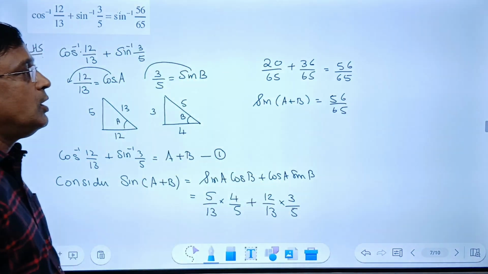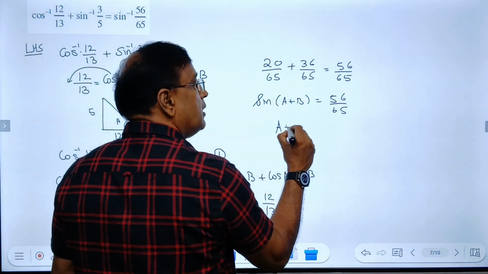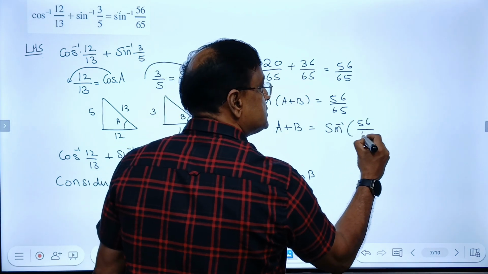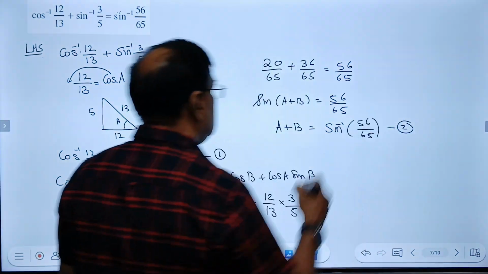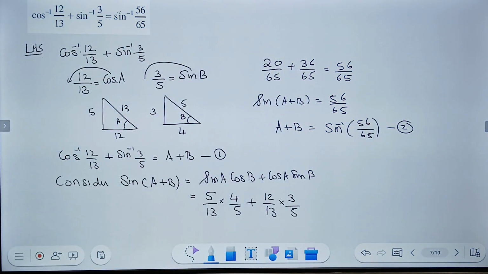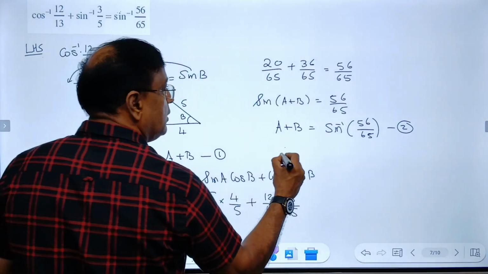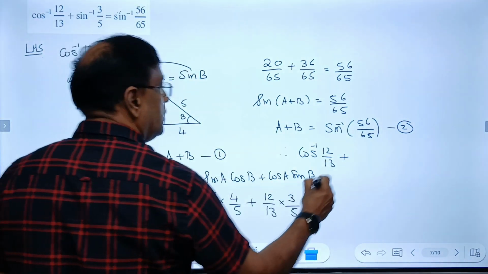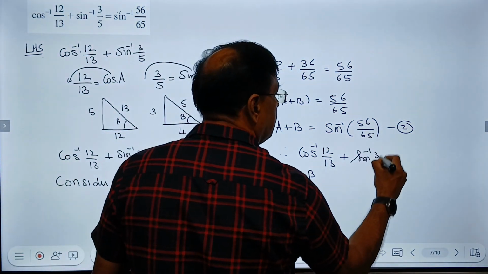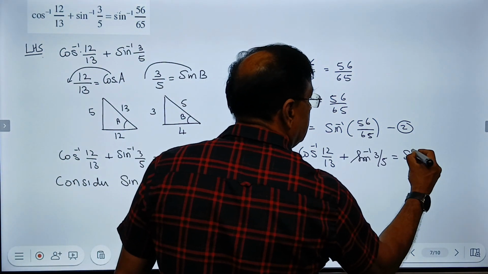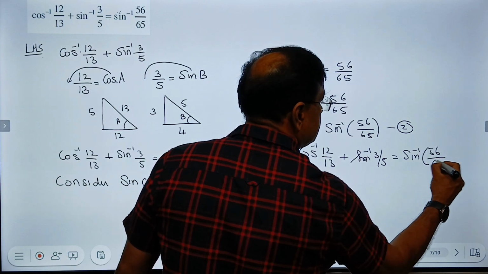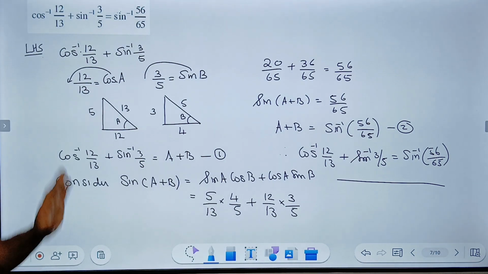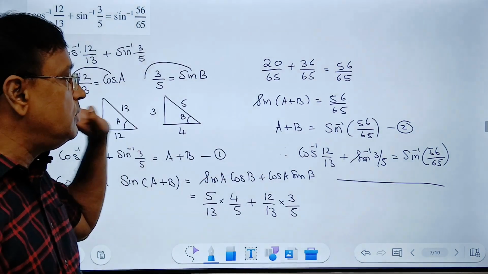Correct? From this, what is A plus B? A plus B is sine inverse of 56 by 65. Call this as 2. Now look at this and tell me what do you say from 1 and 2? A plus B, they are equal. Therefore, cos inverse of 12 by 13 plus sine inverse of 3 by 5 equal to sine inverse of 56 by 65. Hence proved. Very simple, isn't it? Very simple and very neat. All these steps are very, very important. No formulas can be used.